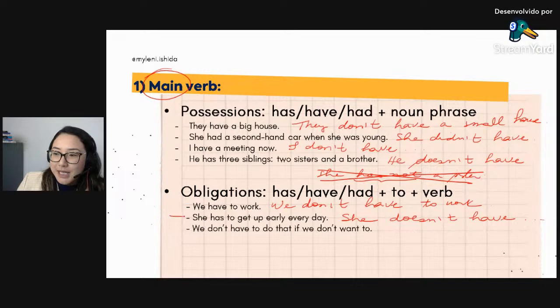Look, the sentence is in the present simple, right? We don't have to do that if we don't want to. Right here, I already have the verb in the negative, okay? So be really careful when you use the verb have as a main verb in the possessions, especially in the negative sentences, okay?